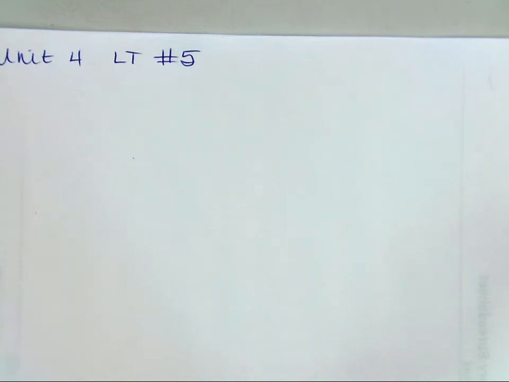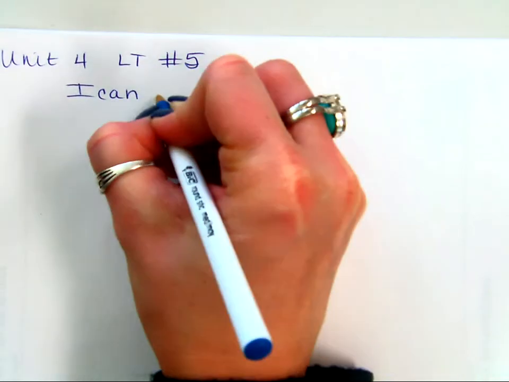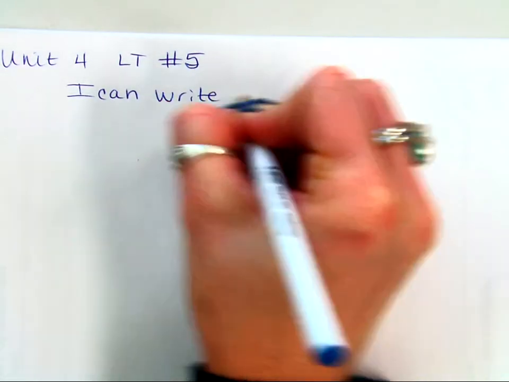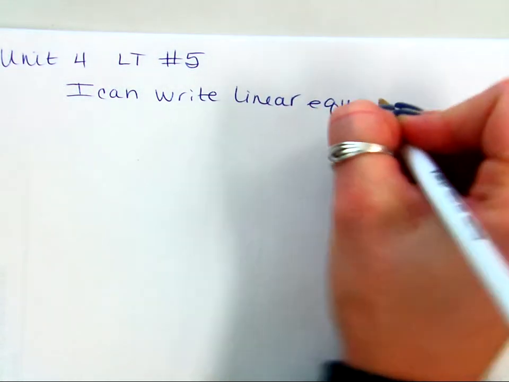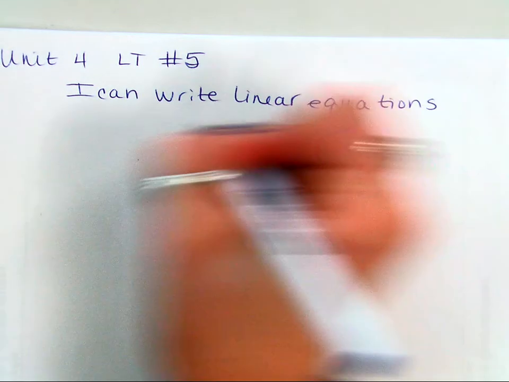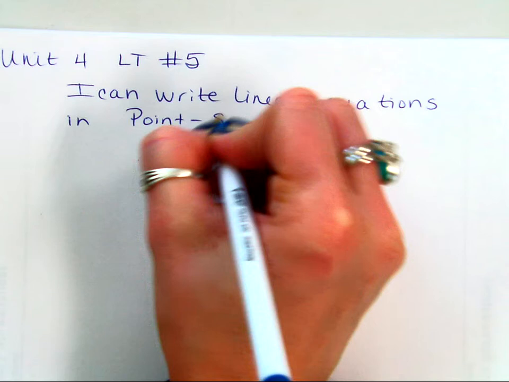What you don't know is that there are two other forms out there that you have to learn. And by forms, I mean just the way you write it, okay? So today we're going to learn one, and tomorrow we're going to learn the next one. So the title for Learning Target 5 is I can write linear equations, because they're all linear, right? Meaning they're straight lines. Today we're going to call it point slope form.